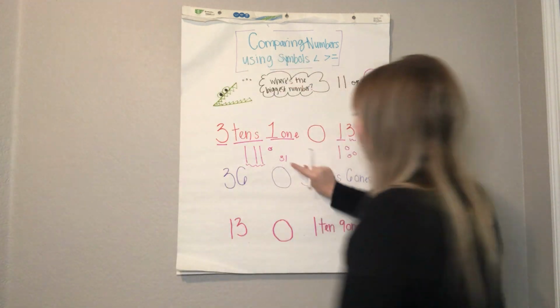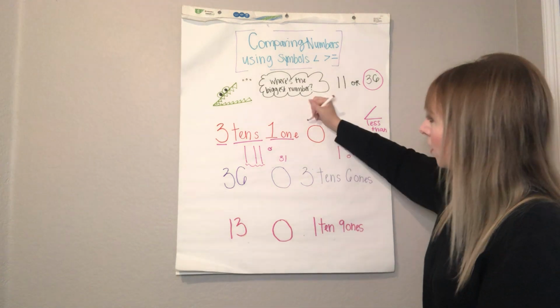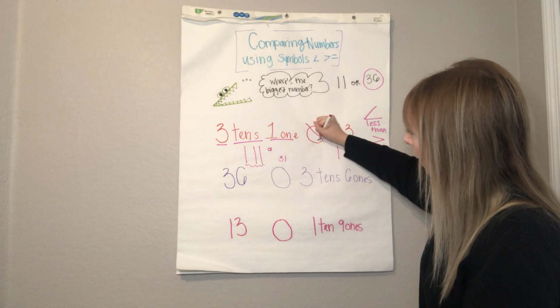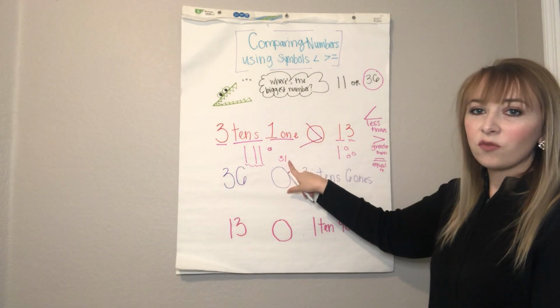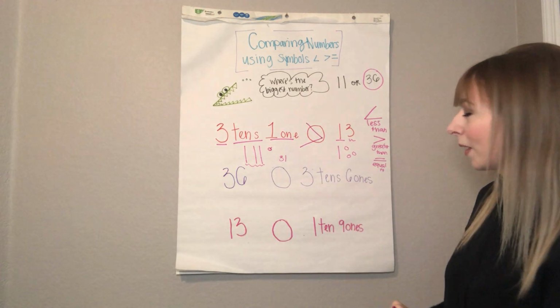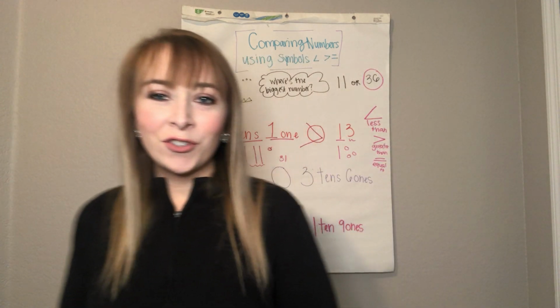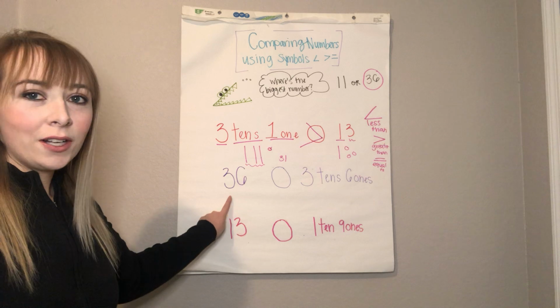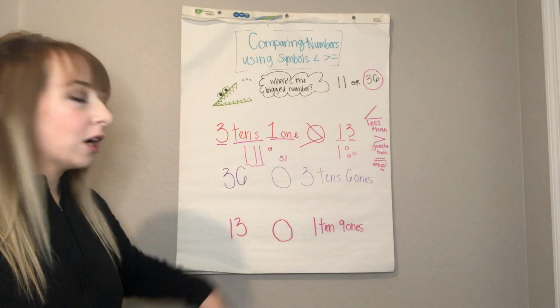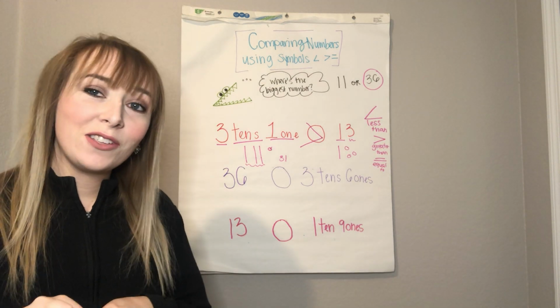Ready? So if we have 31, he wants to eat the biggest number. I'm going to draw my little gator mouth so that it's facing the 31. Okay? Beautiful job. I'm going to go ahead and work on this next one here. I want to do this one together and then I'm going to let you do the last one on your own.